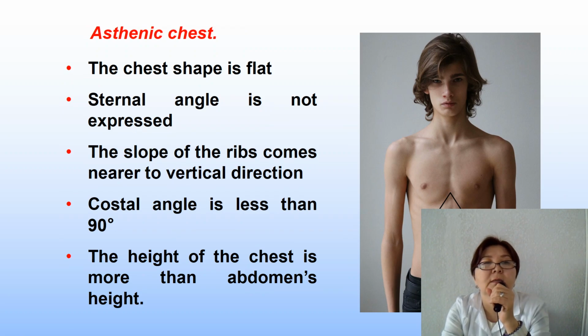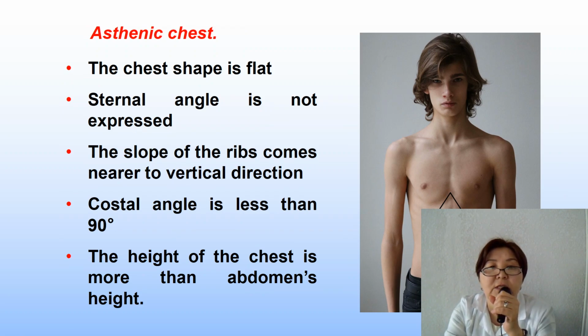And at last, asthenic chest. The chest shape is flat. Sternal angle is not expressed. The slope of the ribs comes nearer to vertical direction. Costal angle is less than 90 degrees. The height of the chest is more than abdomen's height.